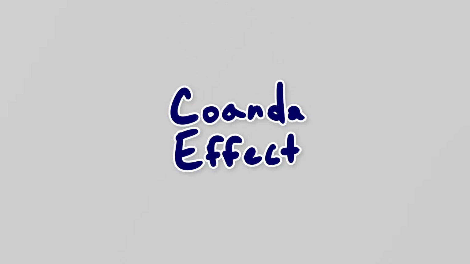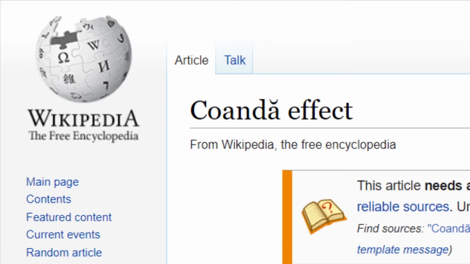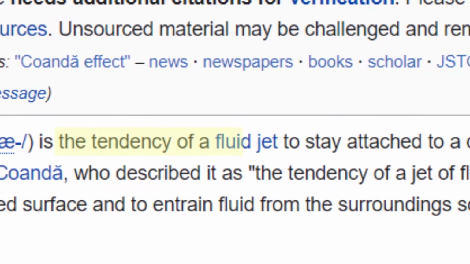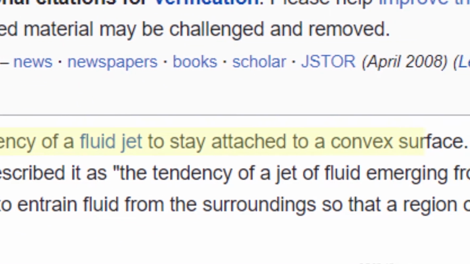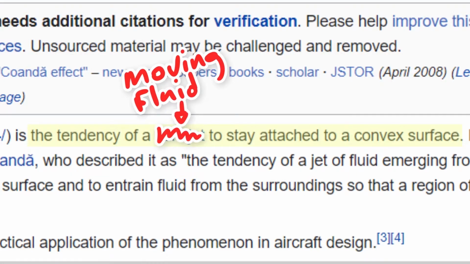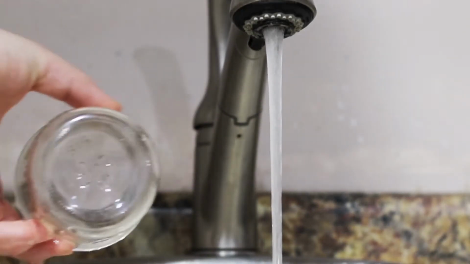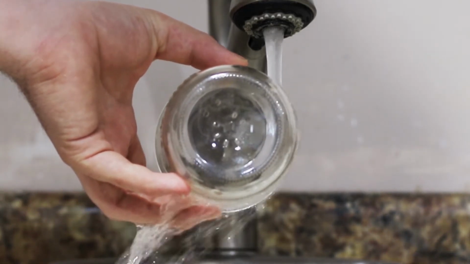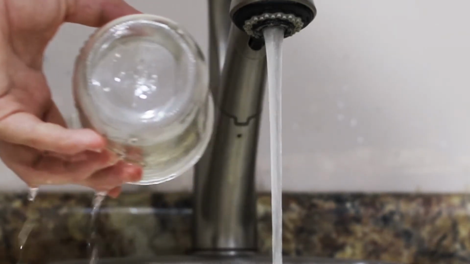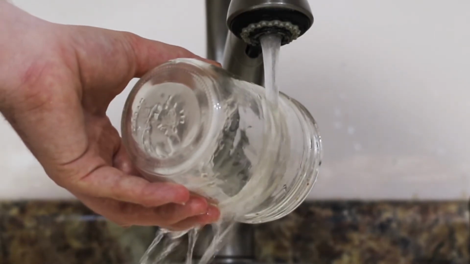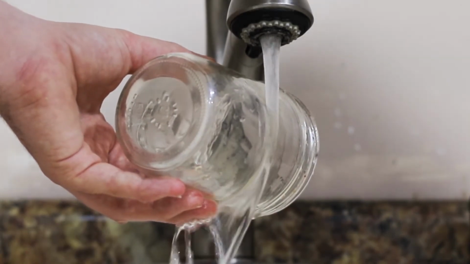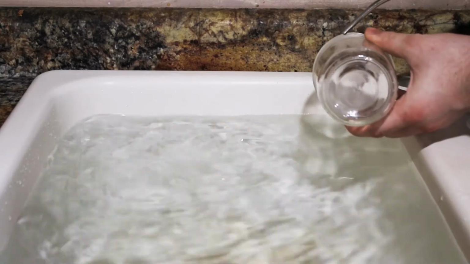To put it simply, the Coanda effect is the main source of lift. According to Wikipedia, this is the tendency of a fluid jet to stay attached to a convex surface. In English, this is just how a moving fluid likes to stay attached to a curved surface. I can easily demonstrate this by taking a glass jar and holding it such that it intersects a stream of water coming from my faucet. Water is a fluid, so it bends around the curved surface of this jar. And the same thing happens when I replace the water with air.